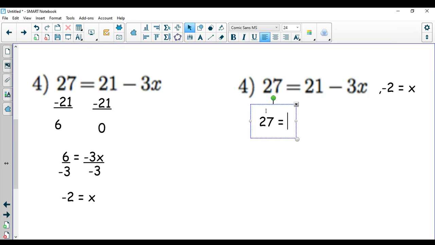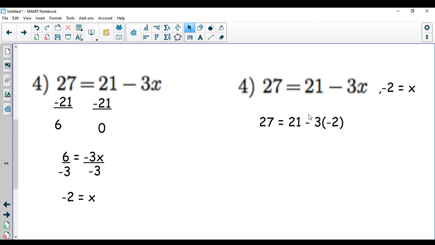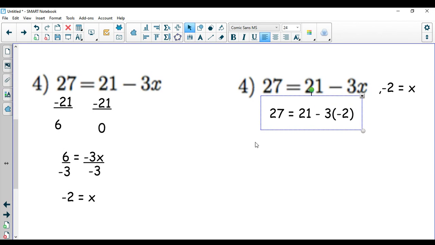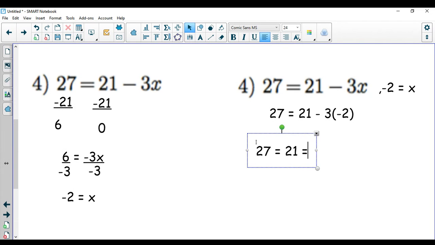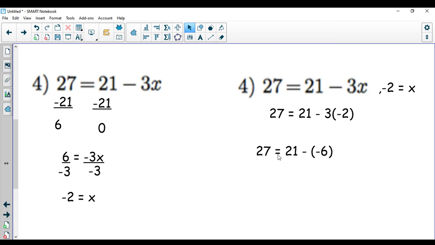27 equals 21 minus 3, bracket, negative 2, bracket. That's our first step, substitution. Great, we did our substitution. Now let's do our order of operations. 27 equals 21 minus, what is 3 times negative 2? Well, positive times a negative is a negative. So therefore it's going to be negative 6. Right. And let's take the time and add the opposite for this one.